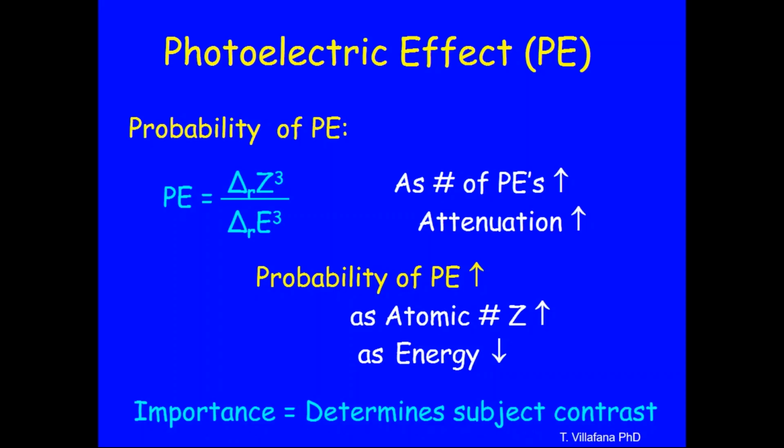And what's the importance of photoelectric effect as given by these equations? Photoelectric effects determine subject contrast. They determine the ability of a tissue to distinguish itself from the surrounding tissues. Now we can state of the photoelectric effect that not only do you get total absorption dose, but that leads to subject contrast. This photoelectric effect is going to be exceedingly important for us. It determines dose and it determines how well you see tissues.